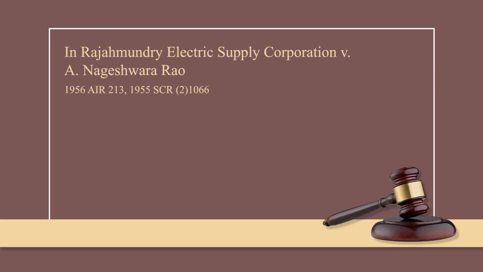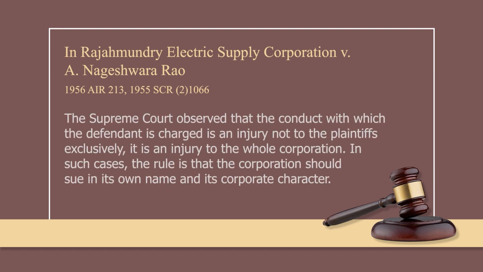In Rajamundry Electric Supply Corporation versus A. Nageshwar Rao case, the Supreme Court observed that the conduct with which the defendant is charged is an injury not to the plaintiffs exclusively, it's an injury to the whole corporation. In such cases, the rule is that the corporation should sue in its own name and its corporate character. It's not a matter of course for an individual member of a corporation thus to assume themselves the right of suing in the name of the corporation. In law, the corporation and the aggregate of members of the corporation are not the same.